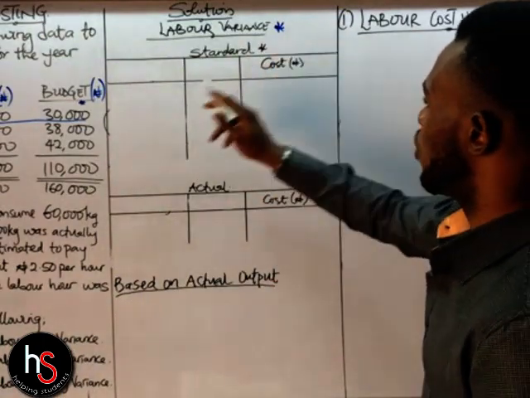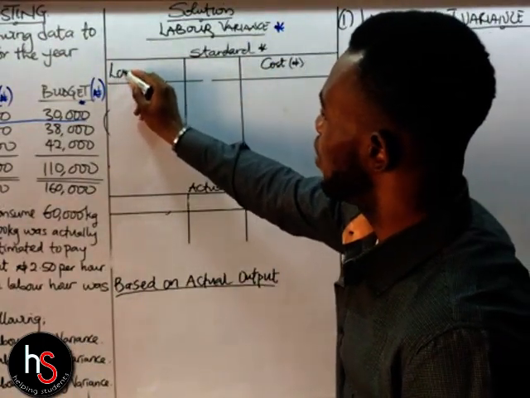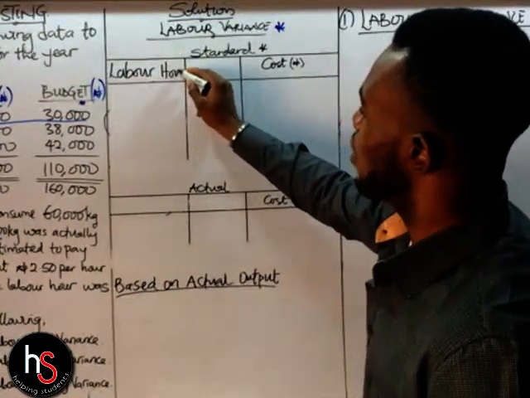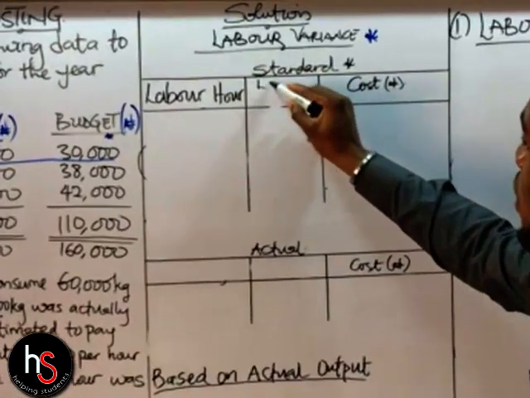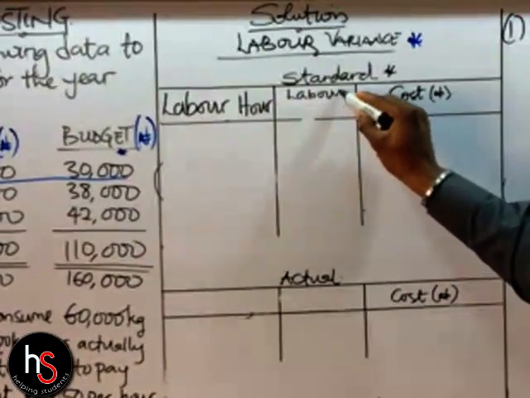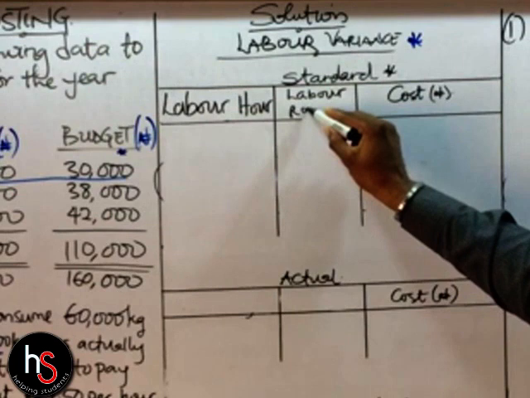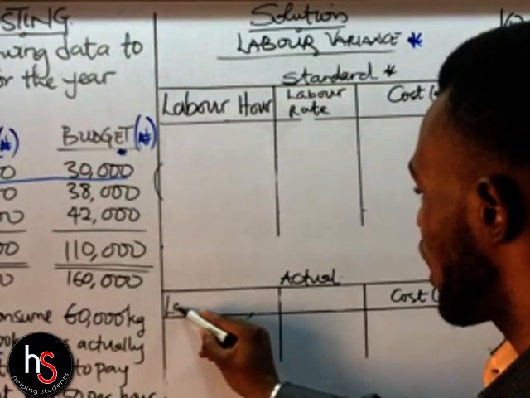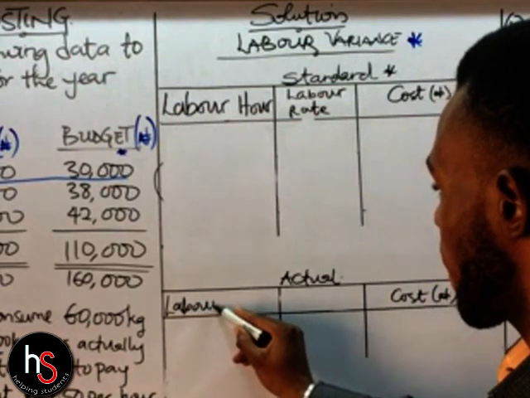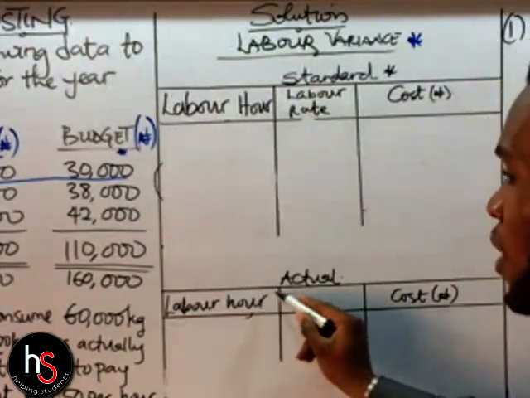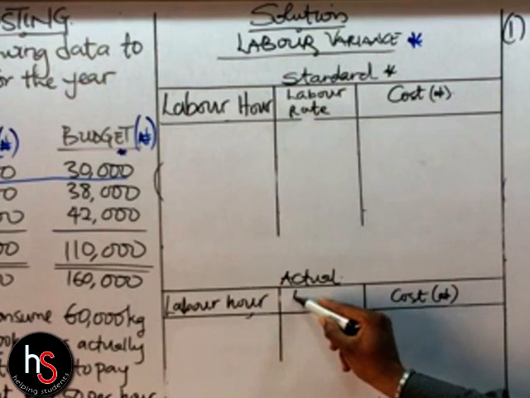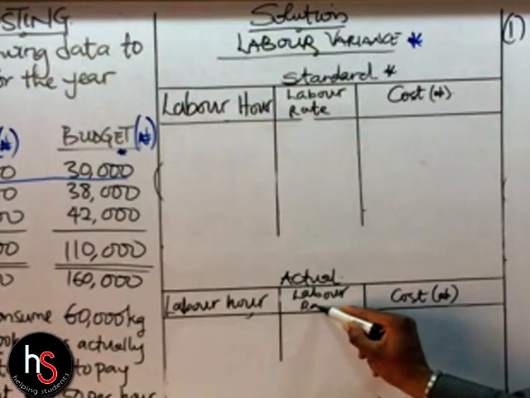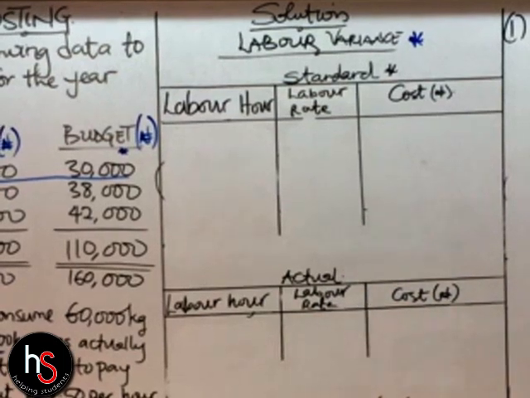Now we're going to have what? The labor. This is going to be the labor hour, and this is going to be the labor rates. Labor rates. So take note of that. This is also the labor hour, and this is the labor rates. Then we'll have the cost as well.